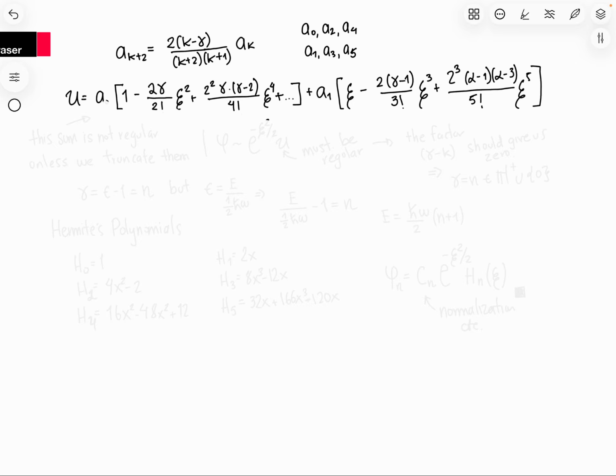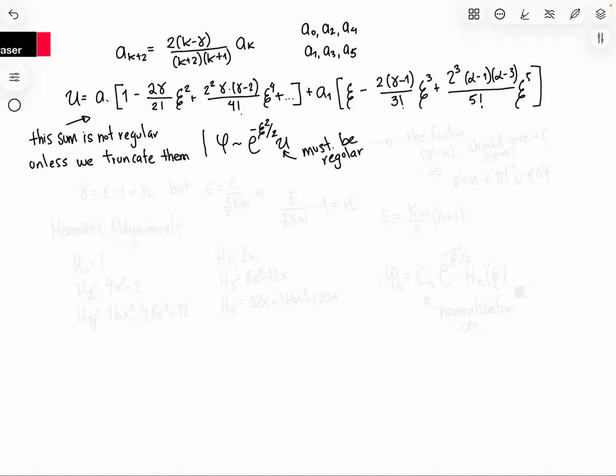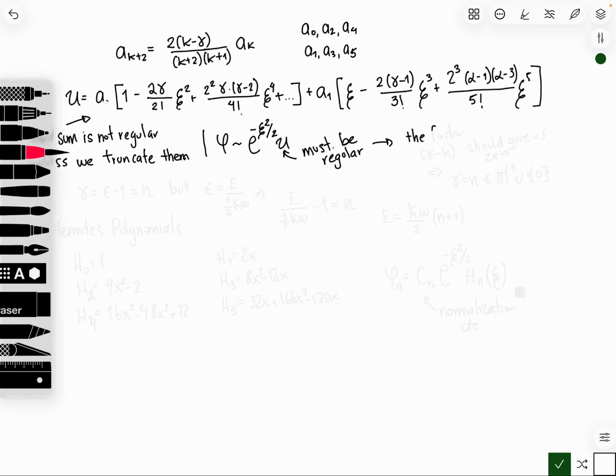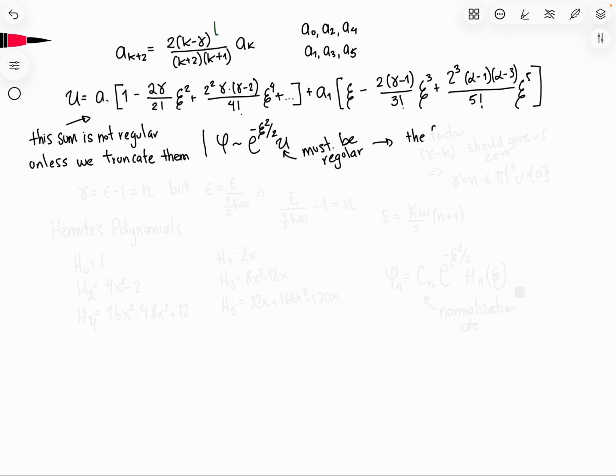But remember that we asked that for u to be a regular function, and this sum is not regular because it has all the powers, even or odd, of xi. Therefore, we have to make it regular. Remember, we asked for u to be regular. Therefore, we need to truncate this solution. In order to do that, we need the coefficient here, this coefficient here, to be 0 at a given k.